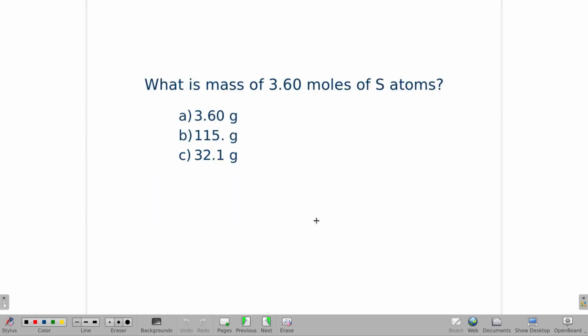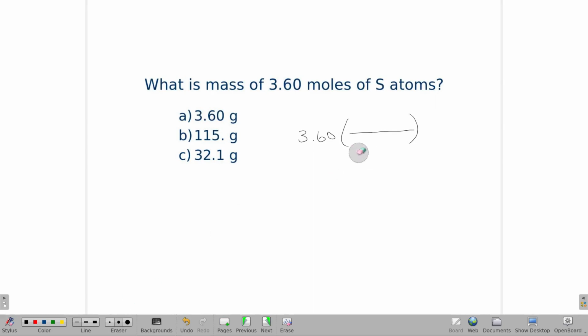Alright, now, if it's a little bit more complex, we just have to add a little bit more of a step into it. So this is not asking us how much a mole's worth of sulfur atoms weigh. It wants to know how much 3.6 moles weigh. Alright, but what we're going to do is take that atomic weight we just looked at on the previous slide and turn that into an actual conversion factor.